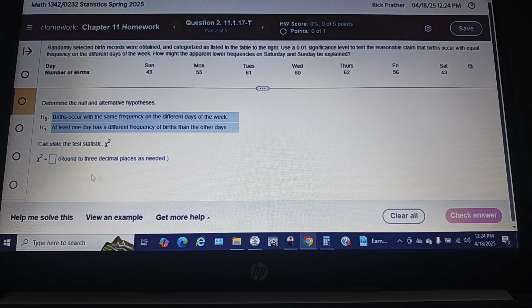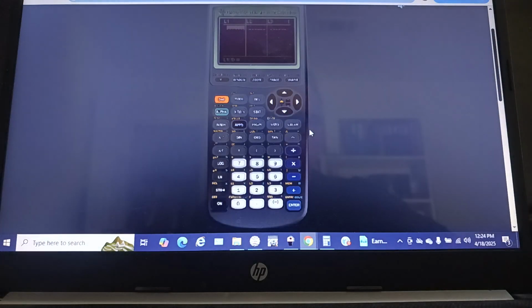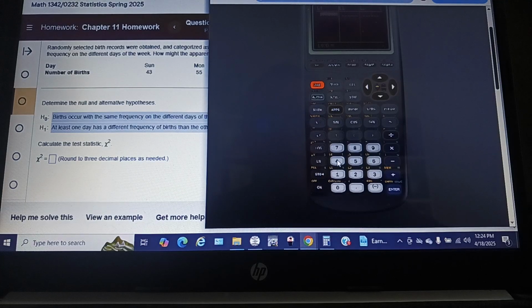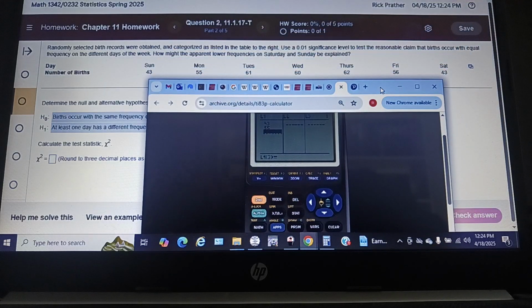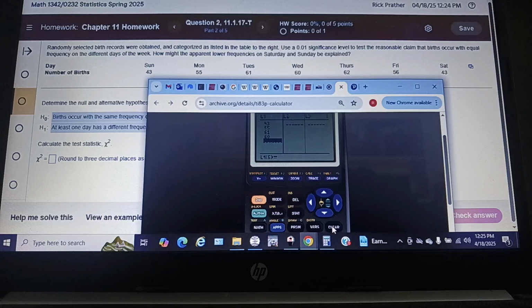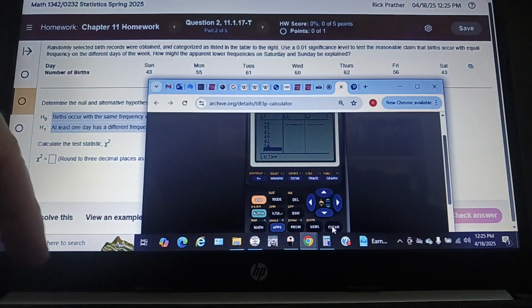Okay, then we're going to calculate chi-square. So the way you do this over here, I need to put the original data in the first list. So Sunday had 43 births. Monday was 55. Tuesday was 61. Wednesday was 60. Thursday, let me delete that, 62. Friday's 56 and Saturday's 43.